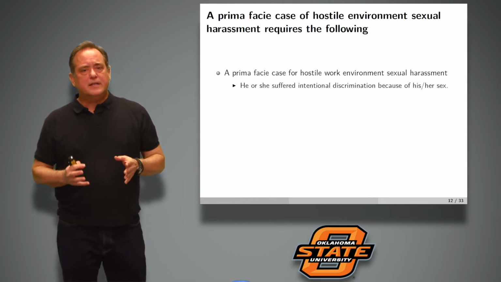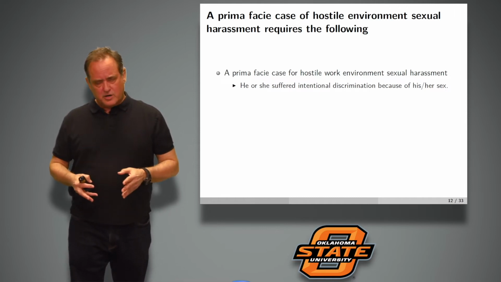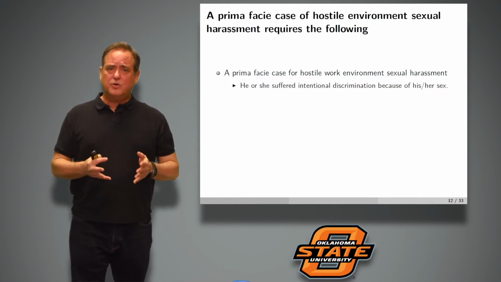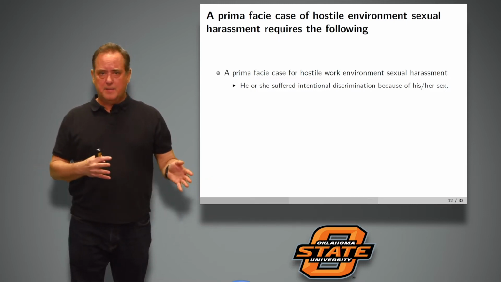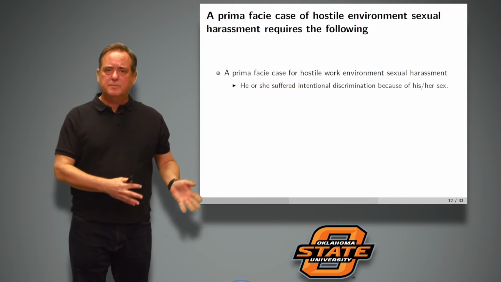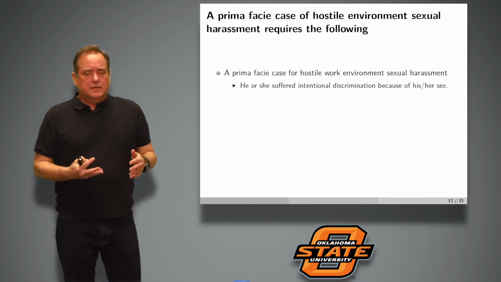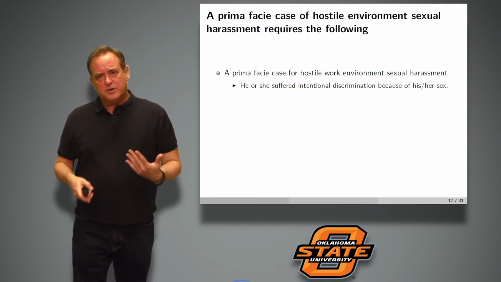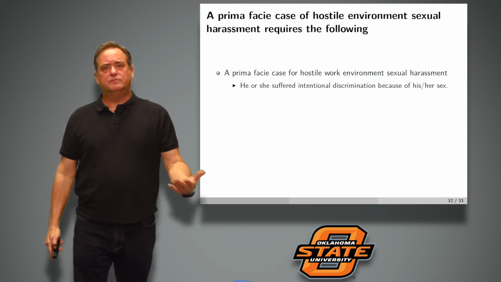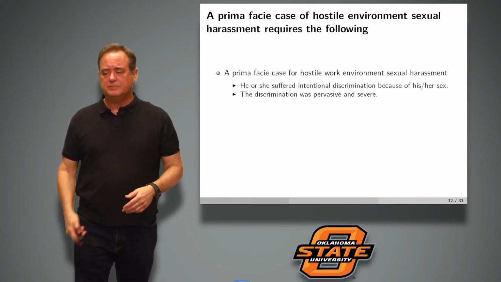First of all, that he or she suffered discrimination because of his or her sex. Remember that sexual harassment, like every other aspect of Title VII, is bidirectional. It applies to men and it applies to women. So that's the first thing you have to show, that you suffered some sort of discrimination because of your sex, because of your membership in a protected class.